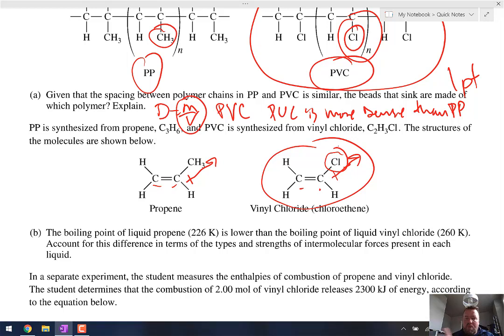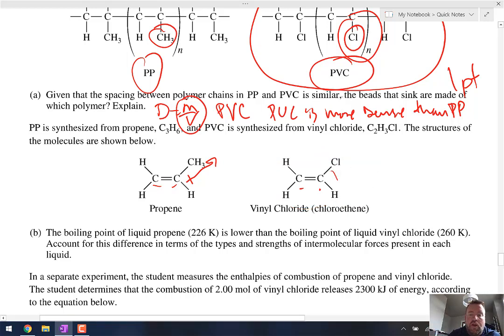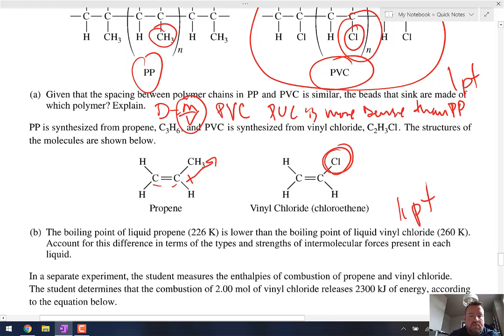Now, you did not have to mention both of those. You had to mention one or the other. If you say, again, the dipole-dipole forces are stronger in vinyl chloride because it's a more polar molecule because of the chlorine atom, you get 1 point for that. Or, not and, or you get 1 point for saying that the London dispersion forces in vinyl chloride will be stronger because it's a more polarizable molecule due to the larger electron cloud around the chlorine atom. So that was also just a 1 point response.